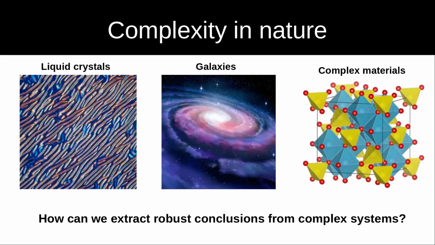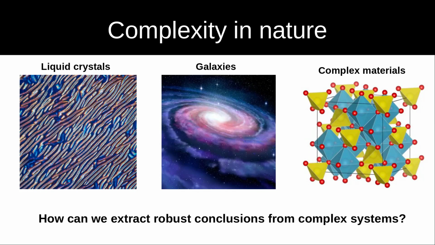Okay, let us start with some examples of how symmetry is important. If you look at nature, at many different phenomena at many different scales, you see that lots of complexity appears. You see this complexity in microscopic systems like liquid crystals. You see this complexity even at the scale of the universe in galaxies. And of course, we see this complexity when studying quantum materials.